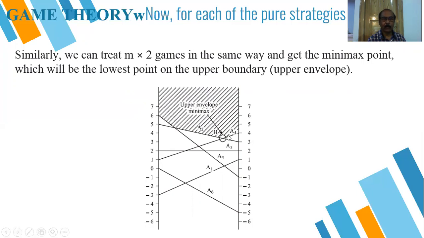So we have to find which lines bound the minimum point of the envelope. There is one point here and one point there. This is the minimum intersection point of this envelope. So this is our upper envelope, the minimax. So these two entries of the payoff we have to consider to reduce the payoff matrix to 2 cross 2.